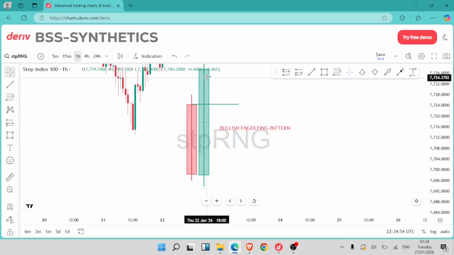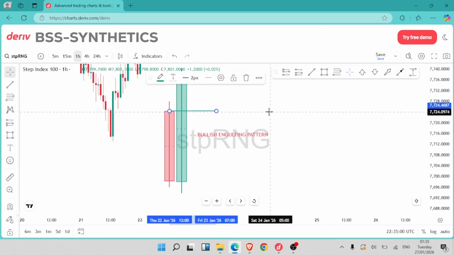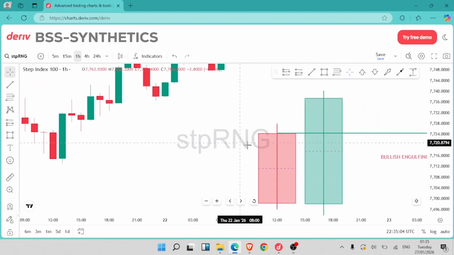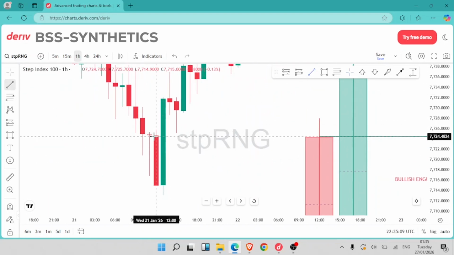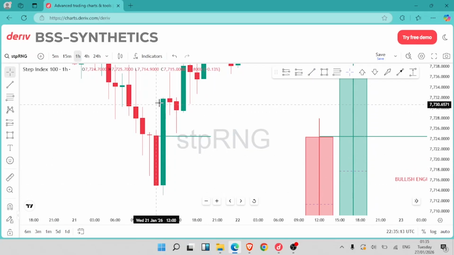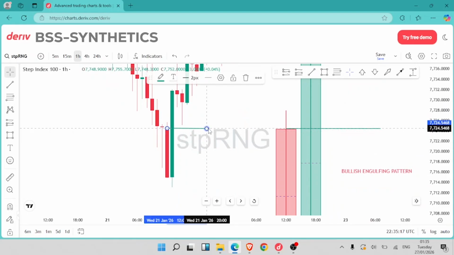So once you have this bullish engulfing pattern, this is a sign that price is likely to reverse and change direction to the upwards. And you can see a typical example here. We have this opening price of a previous bearish candle, and then the next bullish candle closes above it, and you have price rushing upwards from there.